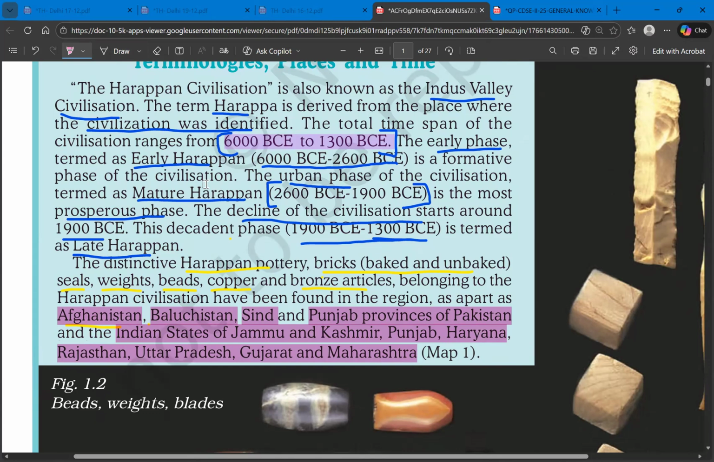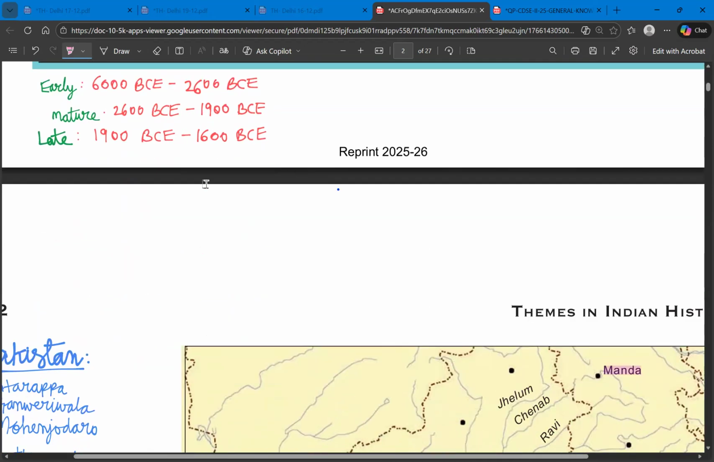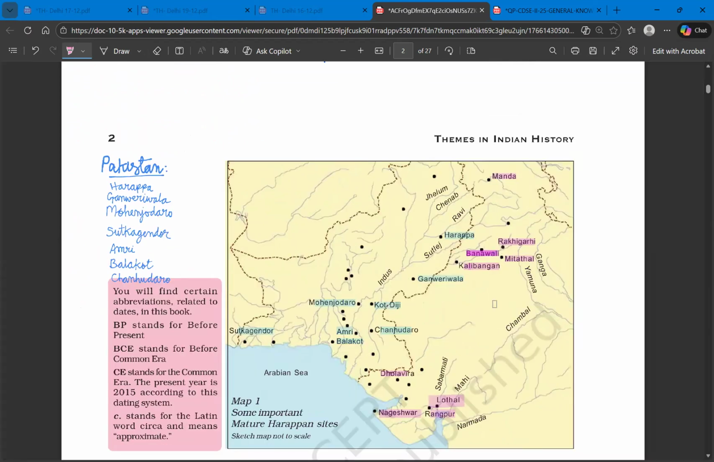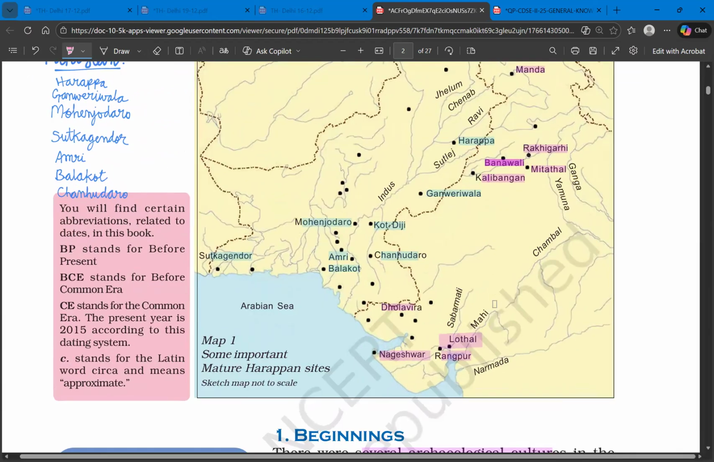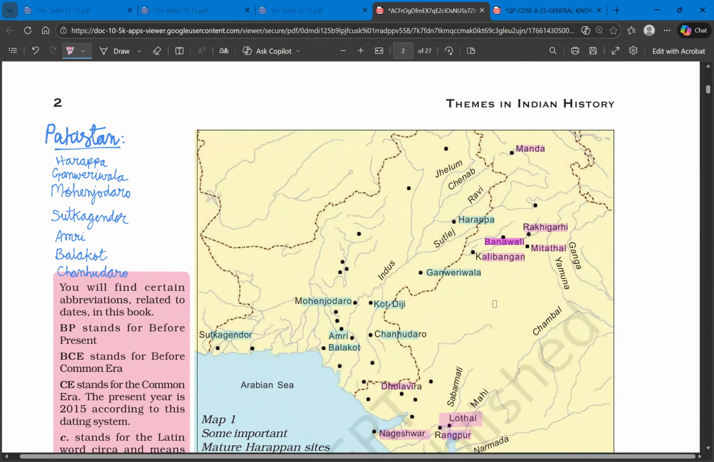These include Afghanistan, Baluchistan, Sindh, Punjab provinces of Pakistan, and the Indian states of Jammu and Kashmir, Punjab, Haryana, Rajasthan, Uttar Pradesh, Gujarat, and Maharashtra. Now let's see some of the places that are mentioned earlier. We'll see which places are in Pakistan and which places are in India.